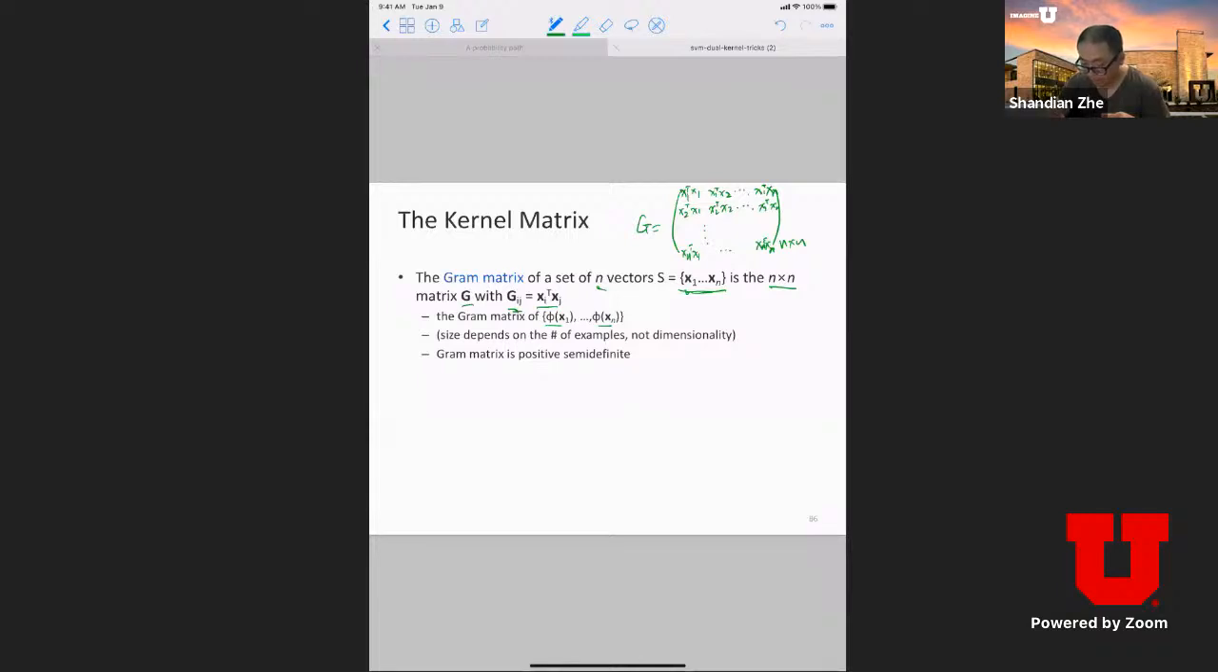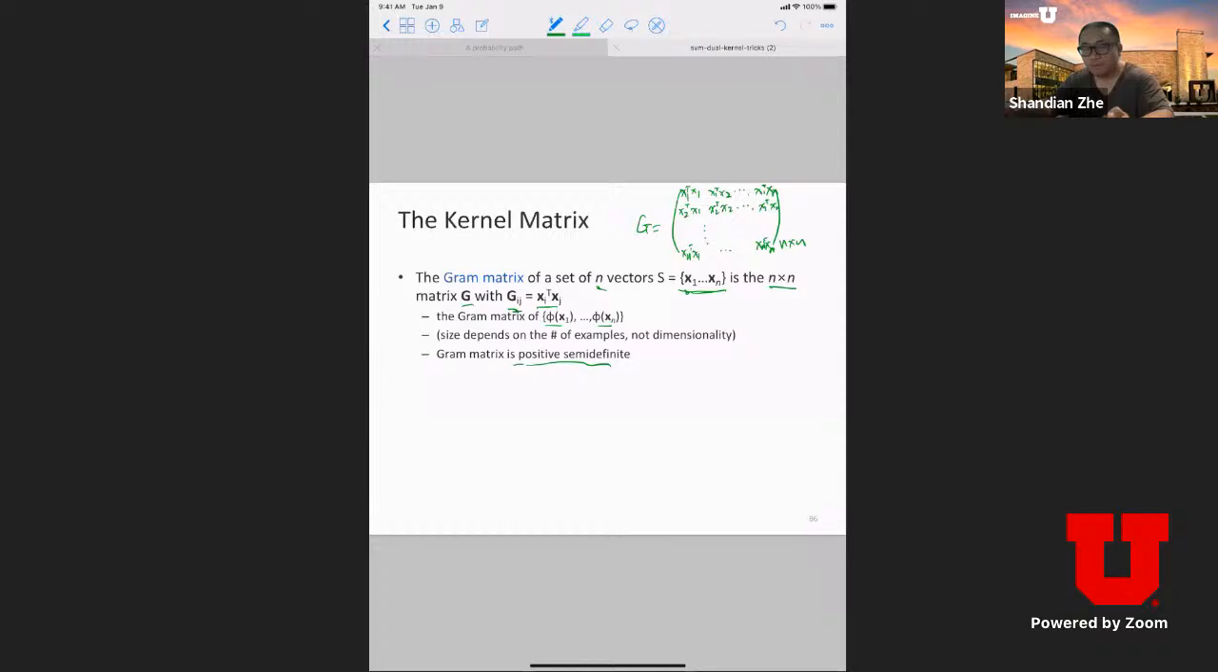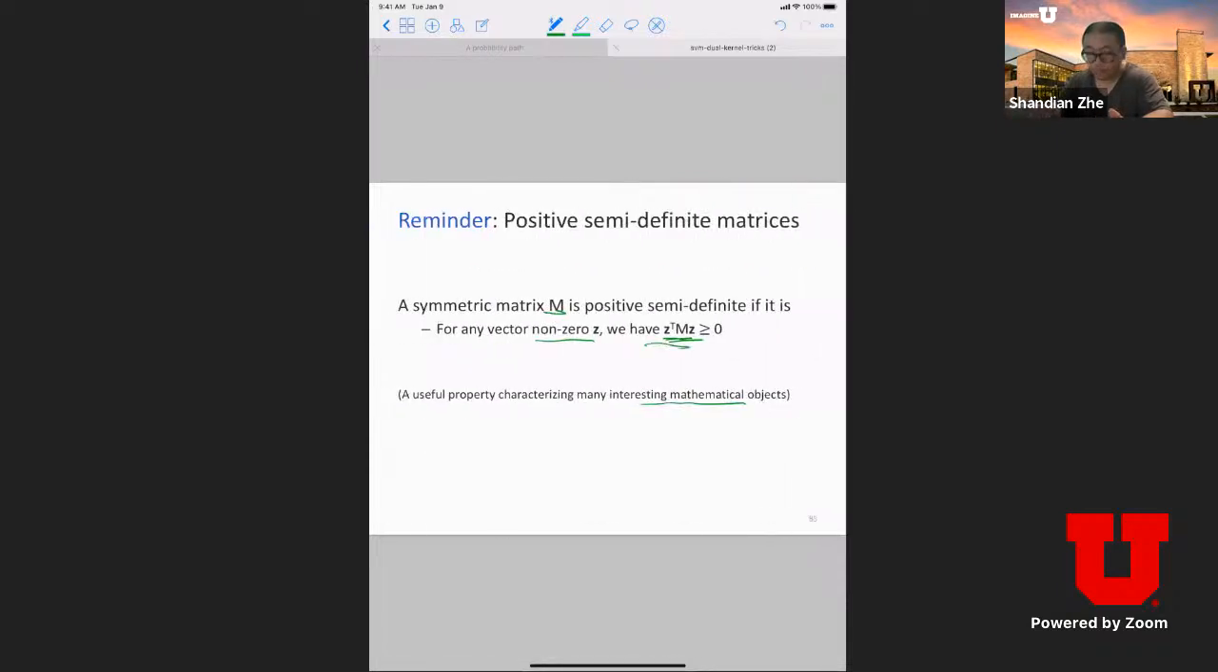So an interesting property of the Gram matrix is that it is always positive semi-definite. Why? What does semi-definite mean? Why is it always positive semi-definite? I'm asking what's the definition of that term, semi-definite? Oh, it just comes from our definition here.